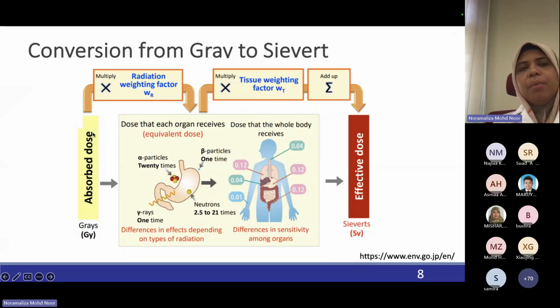Usually we have the absorbed dose, and we multiply it with the radiation weighting factor to get the equivalent dose. After that, we multiply again with the tissue weighting factor. And then after that, we get the effective dose, whose unit is sievert.